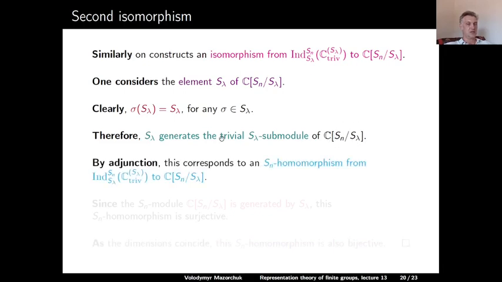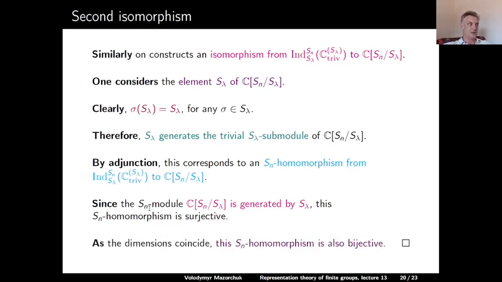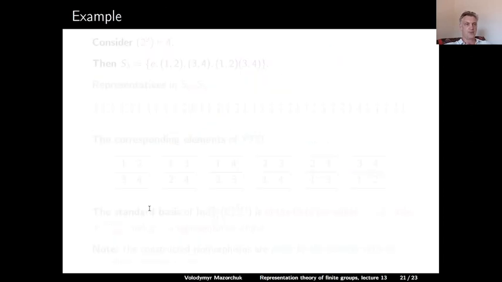So by adjunction, this corresponds to an Sn homomorphism from the induced module to the coset module, which sends the generator V here to S lambda. But the coset module is generated by S lambda. So if you start from S lambda and multiply on the left with elements in Sn, you will get all the cosets. So this homomorphism is surjective. And again, since the dimensions coincide, it should be bijective. And this completes our proof.